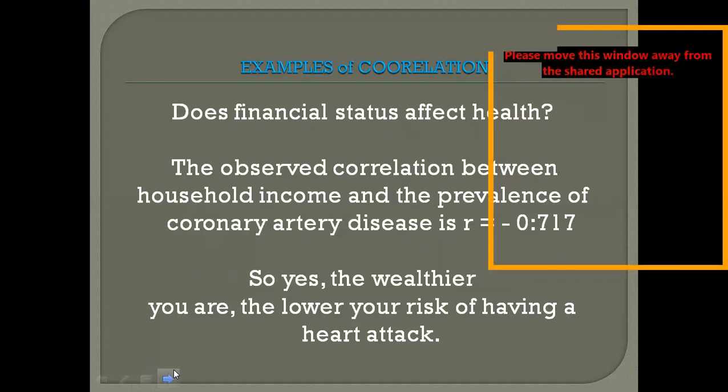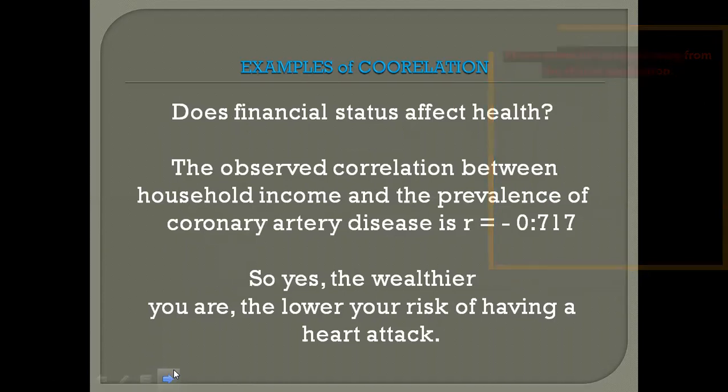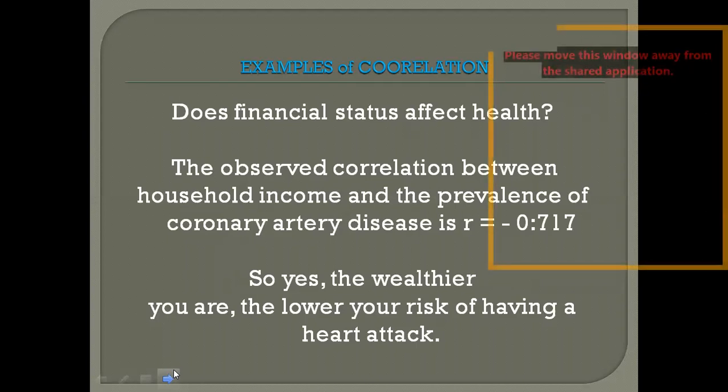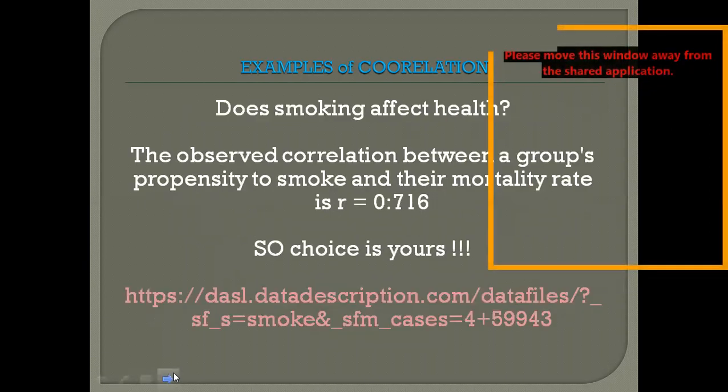Now, does financial status affect the health? The observed correlation between the household income and the prevalence of coronary artery disease is minus 0.717. So yes, the wealthier you are, the lower your risk of having a heart attack. So we found a correlation between household income and coronary diseases. Now, this is another example of correlation.